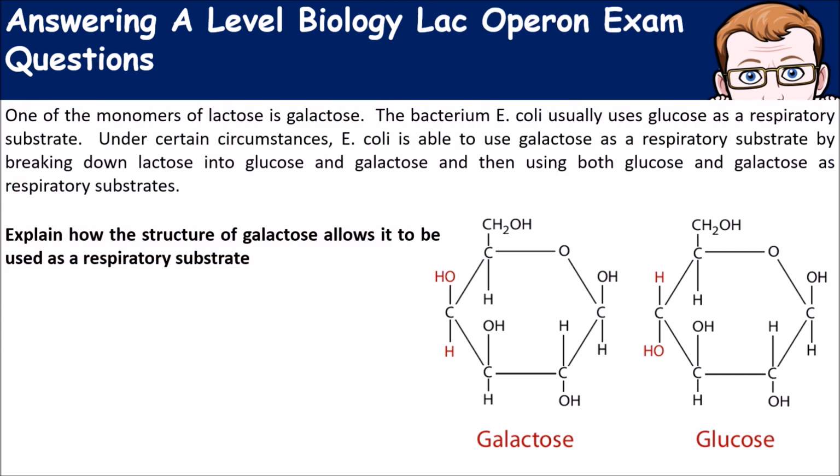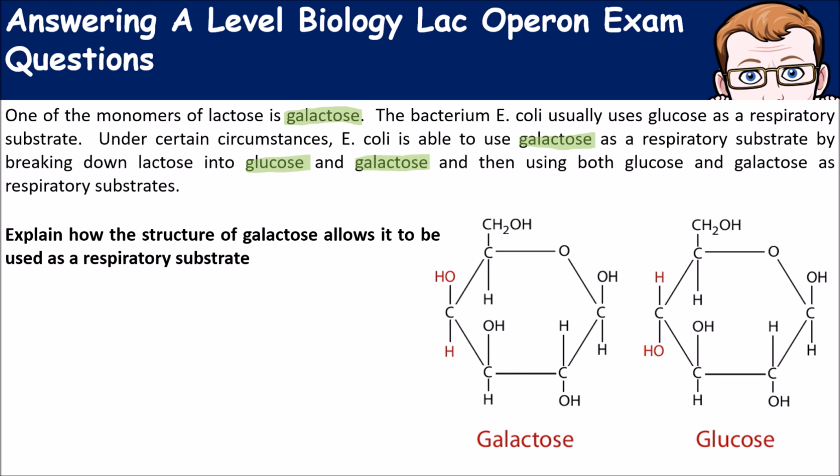Right, if we look at a question, so one of the monomers of lactose is galactose, like we just looked at. So the bacterium E. coli usually uses glucose as a respiratory substrate. Under certain circumstances, E. coli is able to use galactose as a respiratory substrate by breaking down the lactose into glucose and galactose and then respiring both.